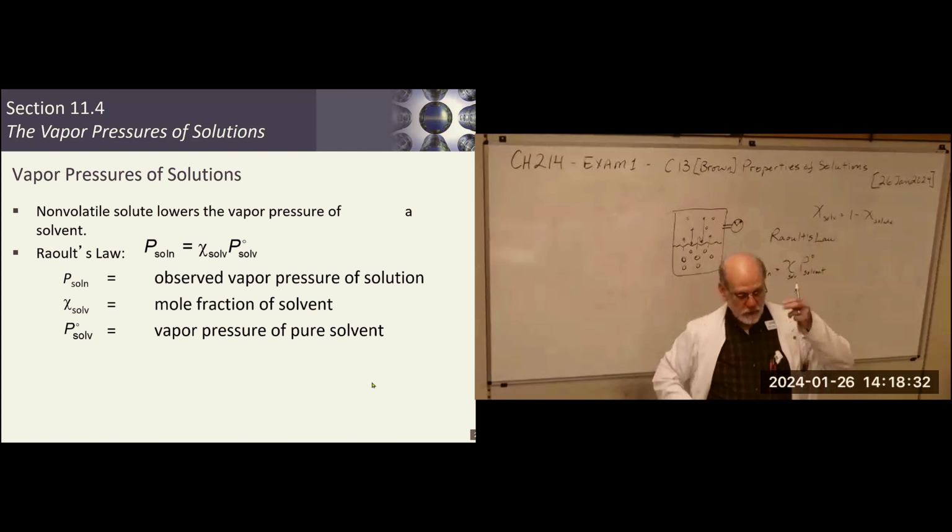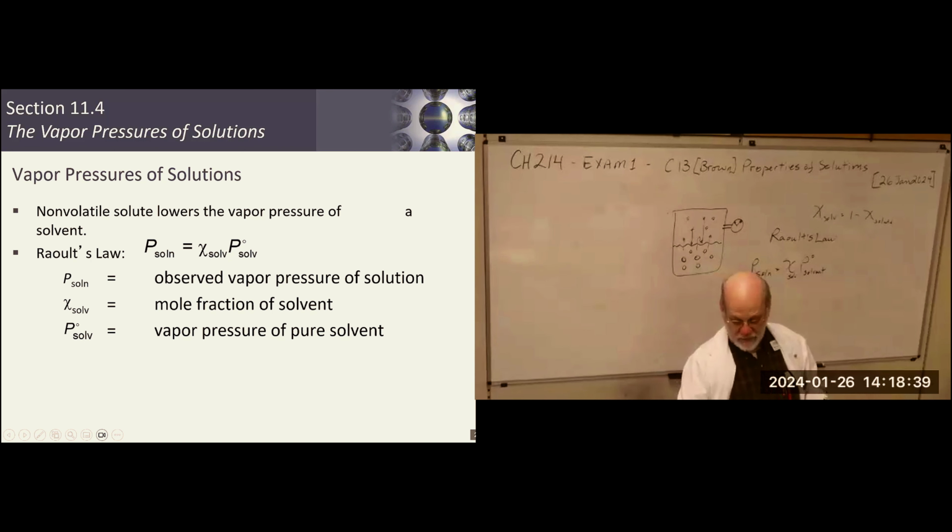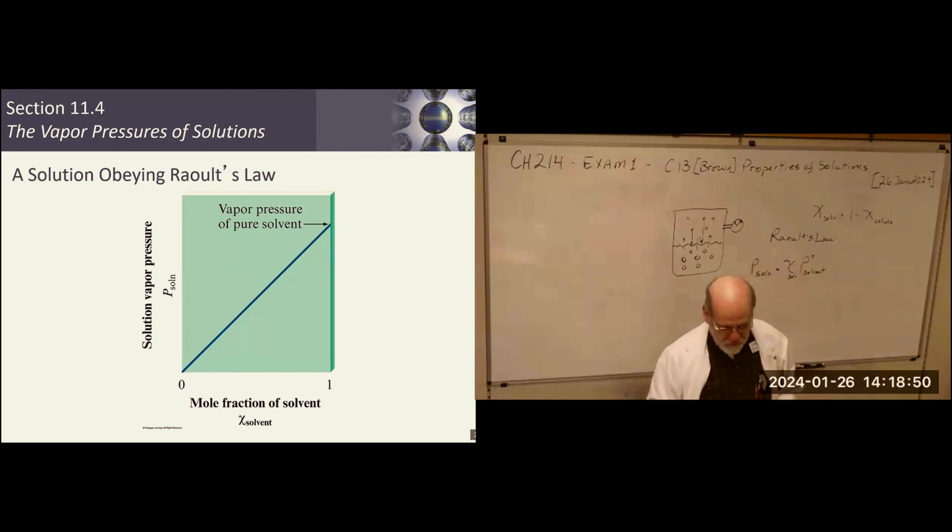Now that's if your solute is non-volatile. And there are many, many examples where both the solvent and the solute are volatile. So now we have to modify Raoult's law to accommodate. All right, so here's what it would look like. The vapor pressure of the pure solvent is at mole fraction of 1 on the right-hand side. So that would be the pure. And then as the mole fraction of the solvent decreases, we get a lower and lower and lower vapor pressure.